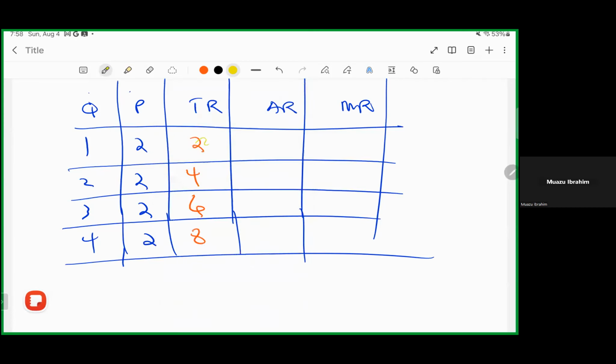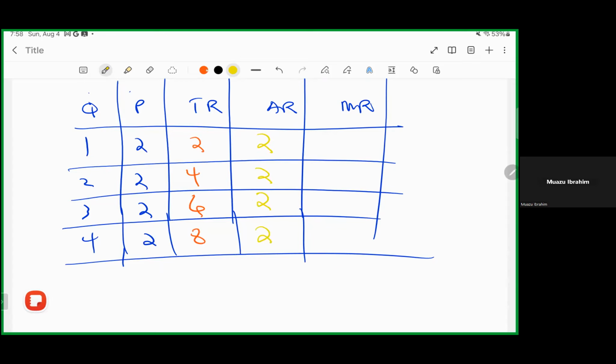So it will be total revenue, which is 2, divided by quantity, which is 1. So here will be 2. What about at output 2? It will also be 2. What about output 3? It will also be 2. So what about marginal revenue?